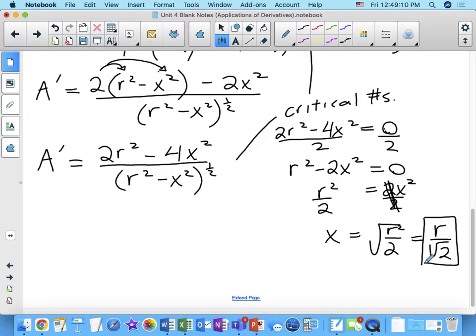Okay? Now, I do want to talk about the critical number here, because it is kind of significant. Okay? So if you look at the critical number from here, you get r squared minus x squared equals 0, which basically means that r has to equal x. Right? You're going to get r squared equals x squared, r equals x.